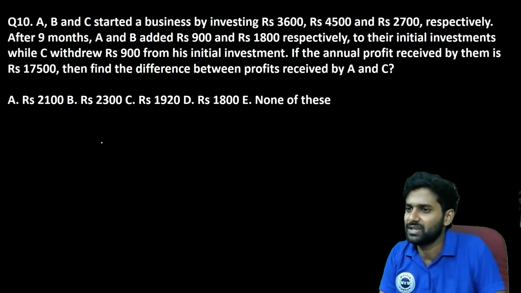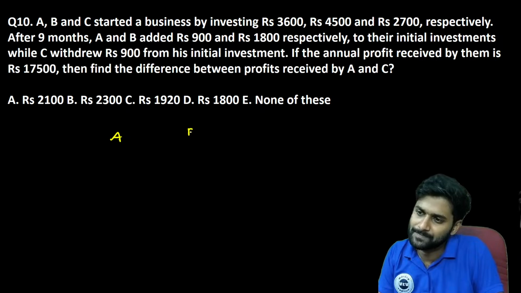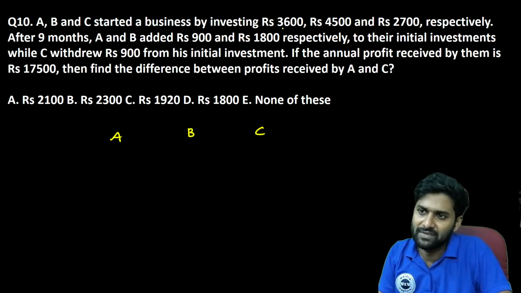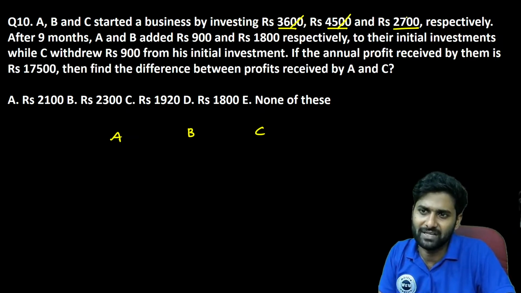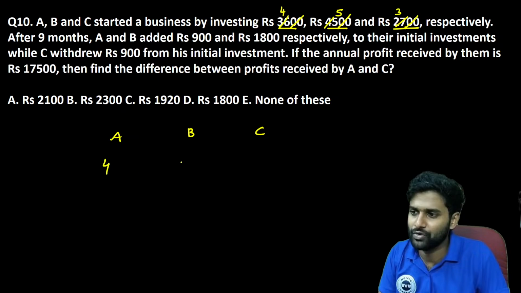So, move on to the next question. A, B, C start a business with investments of 3,600, 4,500, and 2,700. My suggestion, guys, you just cancel the values and convert them: 9 fours, 9 fives, 9 threes. It's a respective ratio of 4 units, 5 units, 3 units.